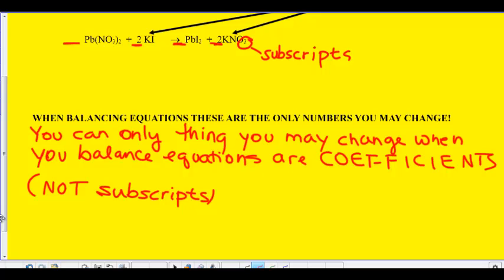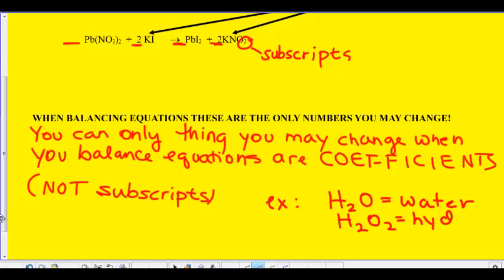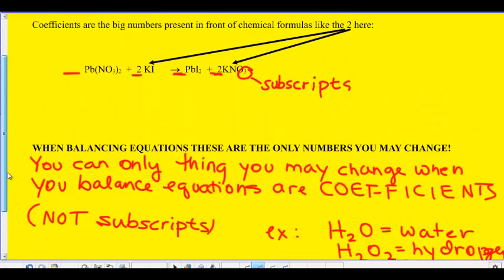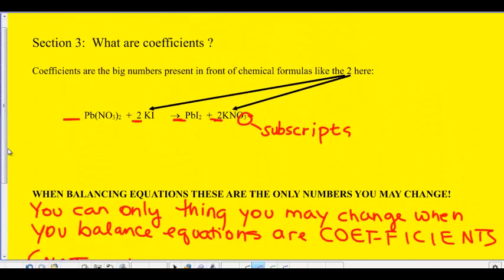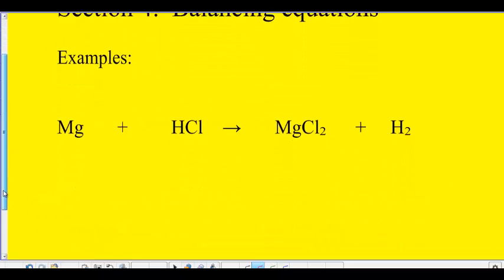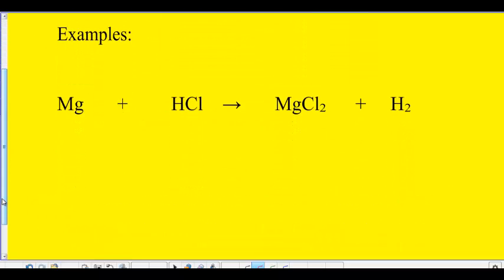Okay? For example, H2O is water, but if you change the subscript of oxygen and made it H2O2, that's hydrogen peroxide. So you are not allowed to manipulate those little numbers. You are only allowed to change the big numbers that come in front of the formulas. That is how we will balance an equation. We will either add, change, or remove the coefficient so that we make the total number of atoms on the left equal the total number of atoms on the right.